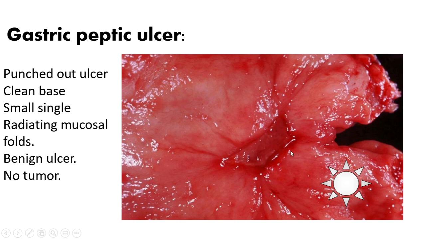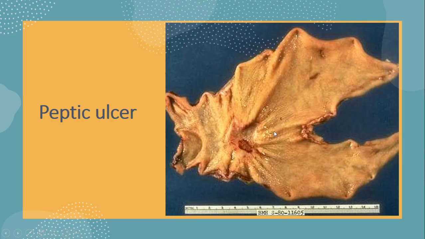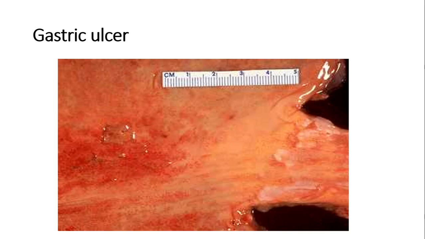Again, this is the gross shape of a typical peptic ulcer: well defined, ovoid to rounded, regular, radiating mucosal folds, clean base, and small size. Again, this is an old peptic ulcer with typical radiation of the mucosal folds due to underlying scarring and collagenous formation. Another one, small sized, usually less than 2 centimeters. Here it is about 1 centimeter with regular border, surrounding hyperemia and clean base.